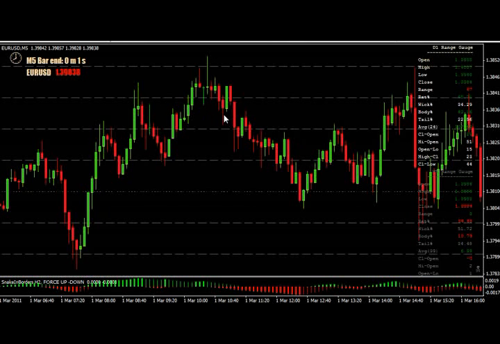We would have exited right here, so now we're looking for a red followed by a green, which was right here. Red followed by a green.